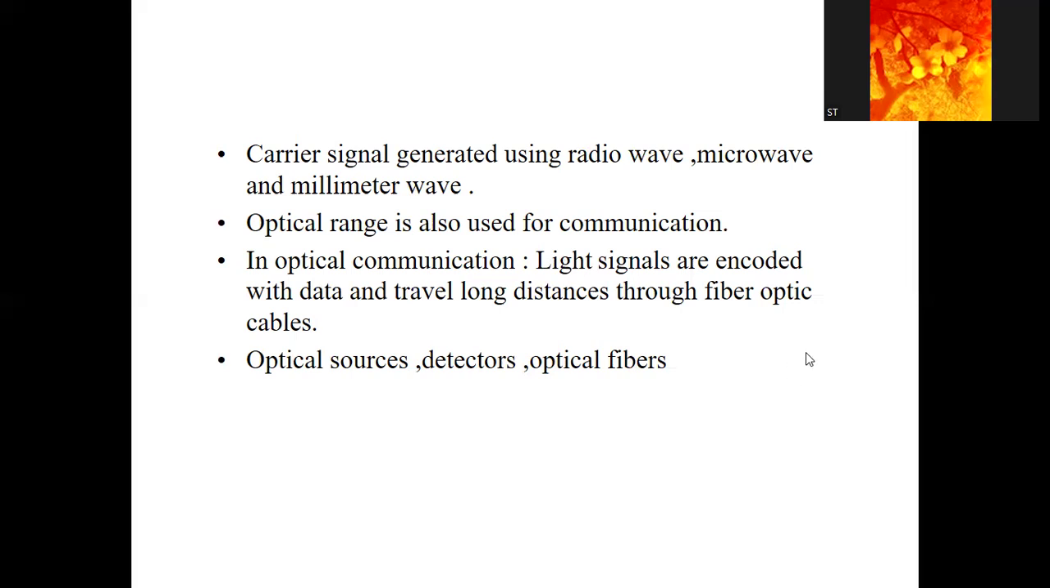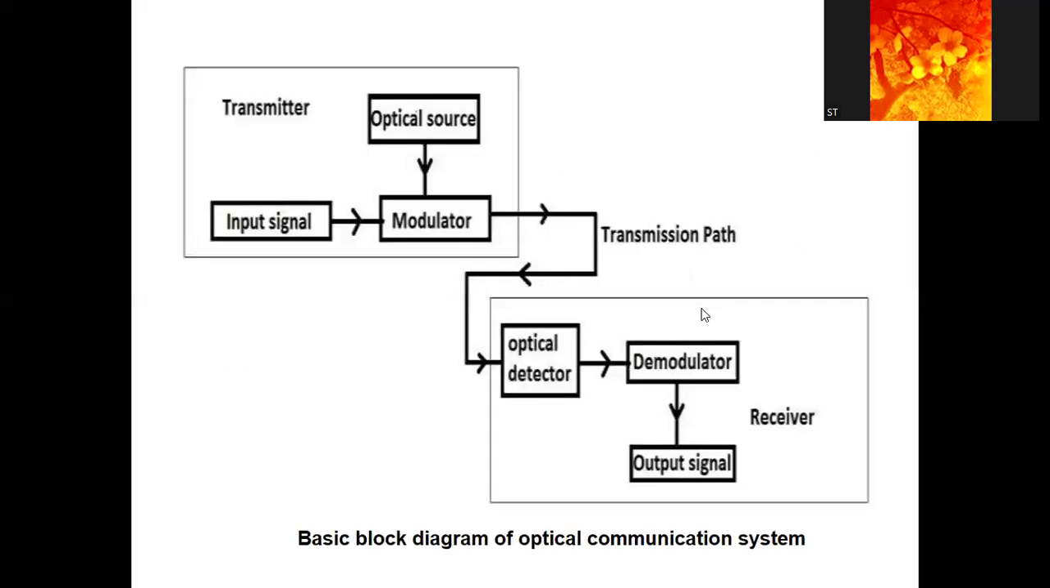chapters. So before going into the detail, first we have to understand a few terminologies related to the light signal and the basic block diagram of the optical communication system. So in this slide you can see the basic block diagram of the optical communication system. This is the transmitter block and this is the receiver block, and this represents the transmission path.